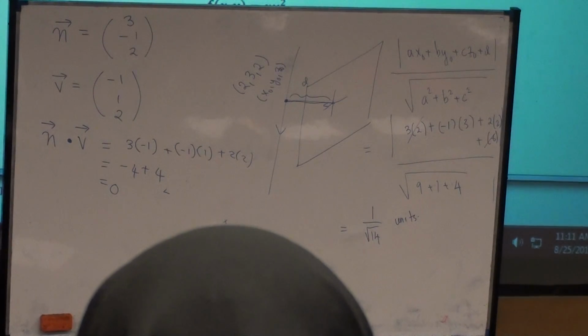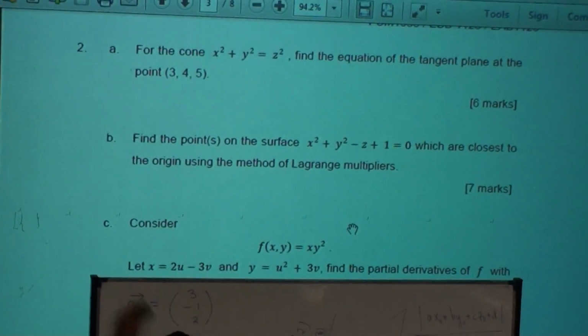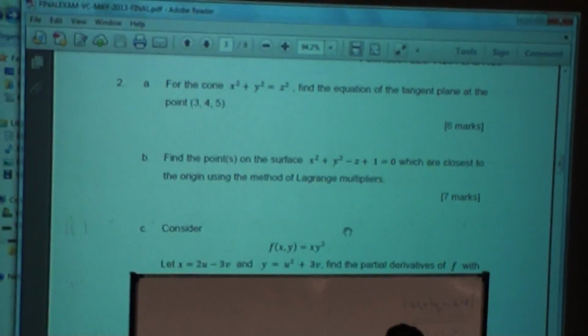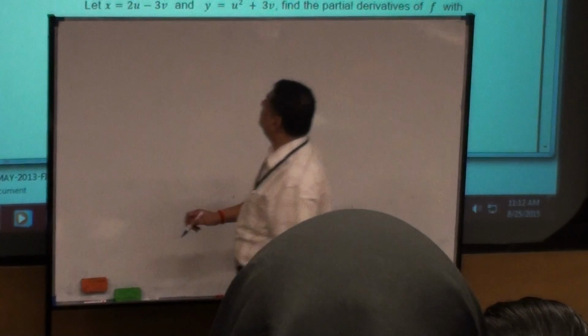Alright, question number 2. For the cone, x squared plus y squared equals z squared. Does everybody see that is a cone? I already explained in class. Okay, everyone? Find the equation of the tangent plane at the point (3, 4, 5). Okay? So where is (3, 4, 5)? (3, 4, 5) is on the cone.